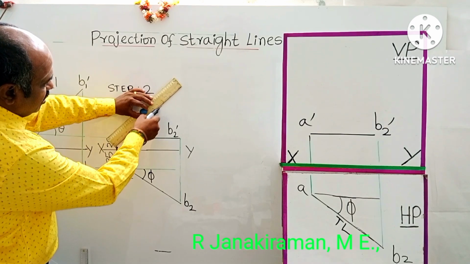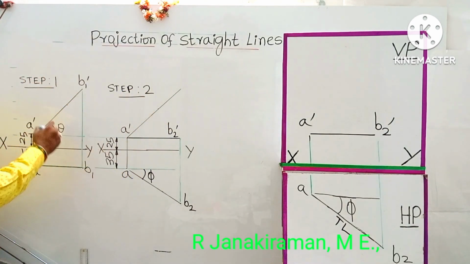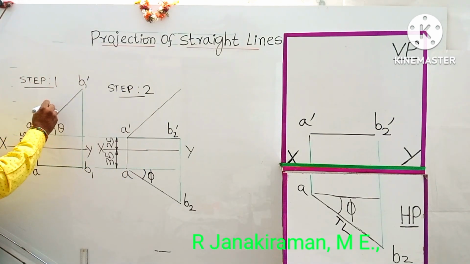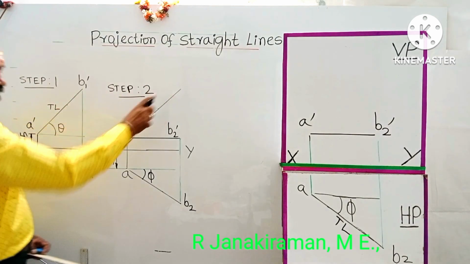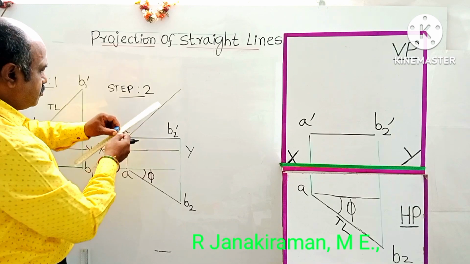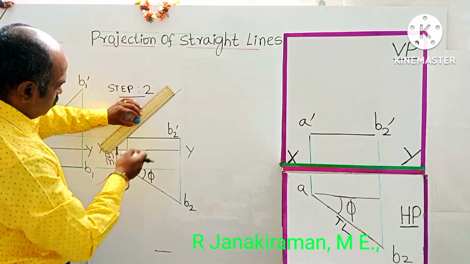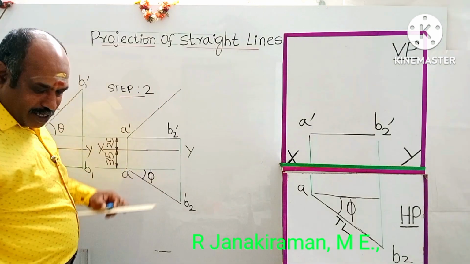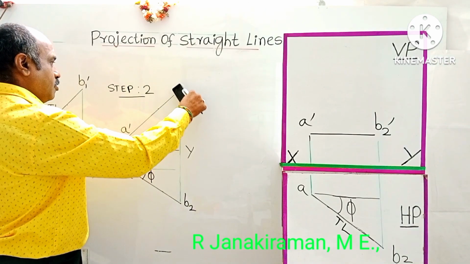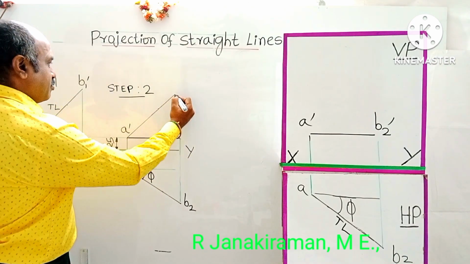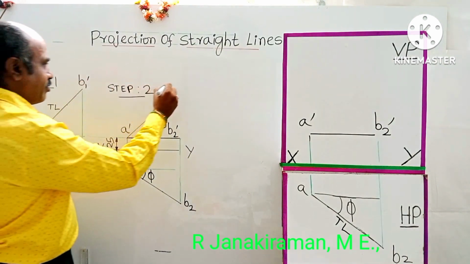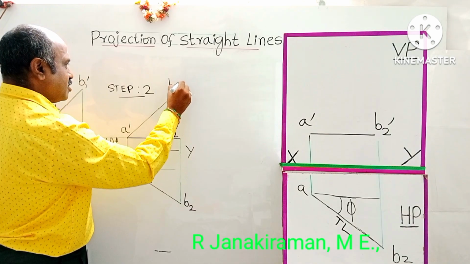So the length of this true inclination theta, the line length, is given as TL. TL means the true length is given as 60 mm. The same length is to be pasted here. The remaining length you can erase. This point is marked as B1 dash. Provide the same letter, B suffix 1 dash.